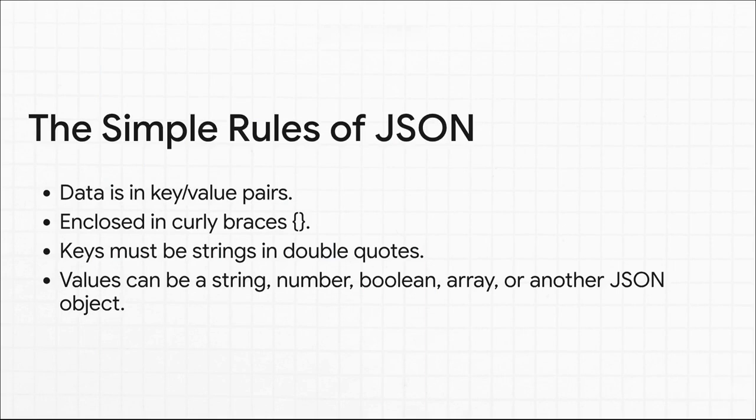You know, the real beauty of JSON is just how simple its rules are. First, data is always organized in key value pairs, kind of like a dictionary. The whole thing is wrapped in curly braces. Now, here's a strict one. The keys must be strings and they must be in double quotes. The values, though, that's where you get flexibility. They can be strings, numbers, true or false, a whole list of items, which we call an array, or even another JSON object tucked right inside.